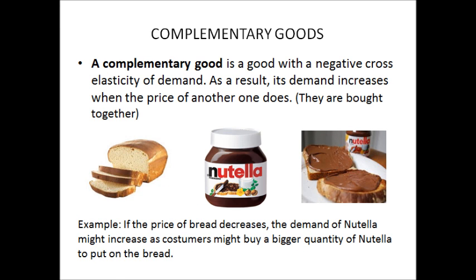Complementary goods. A complementary good is a good with a negative cross elasticity of demand. As a result, its demand increases when the price of another one decreases. For example, if the price of bread decreases, the demand for Nutella might increase, as the customer might buy a bigger quantity of Nutella to put on the bread.